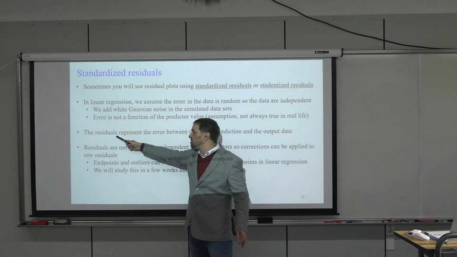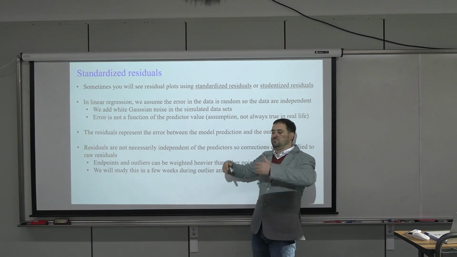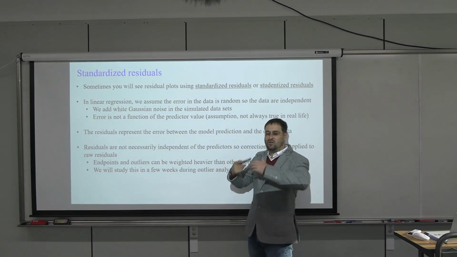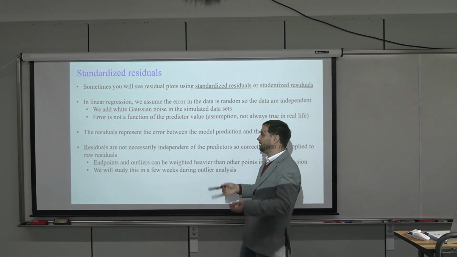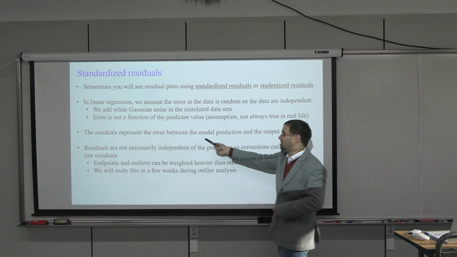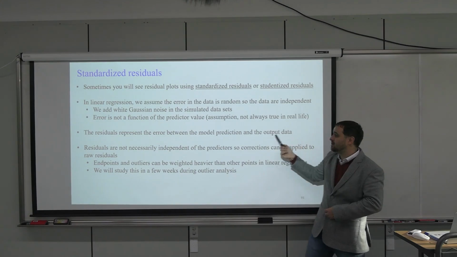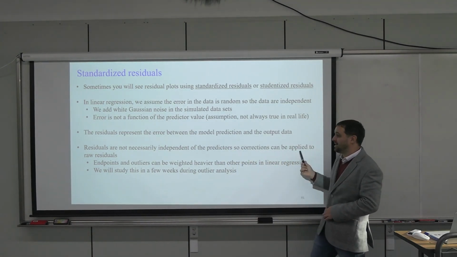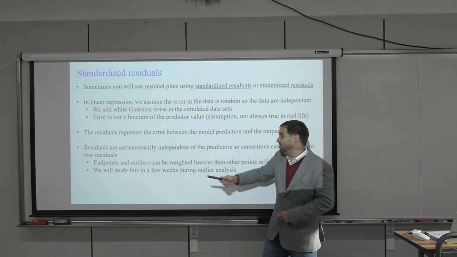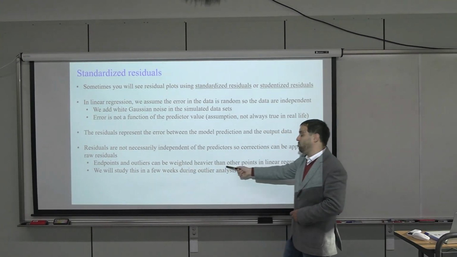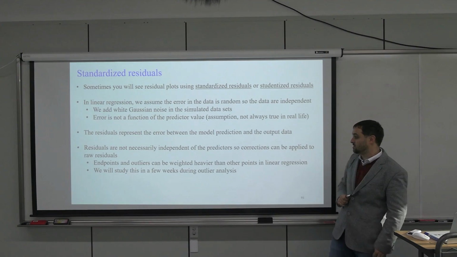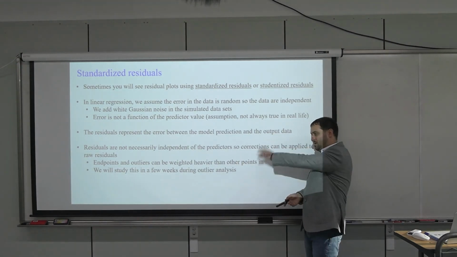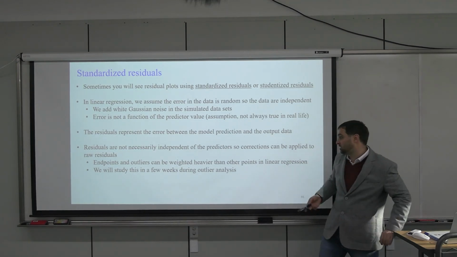So this is where you assume that the noise is random and constant and follows basically a normal distribution. The residuals represent the error between the model prediction and the output data. Residuals are not necessarily independent of the predictors, so corrections can be applied to the raw residuals. The endpoints and outliers can be weighted heavier than other points in the linear regression. This is important. We address this in module 7, in our leverage and influence lecture.